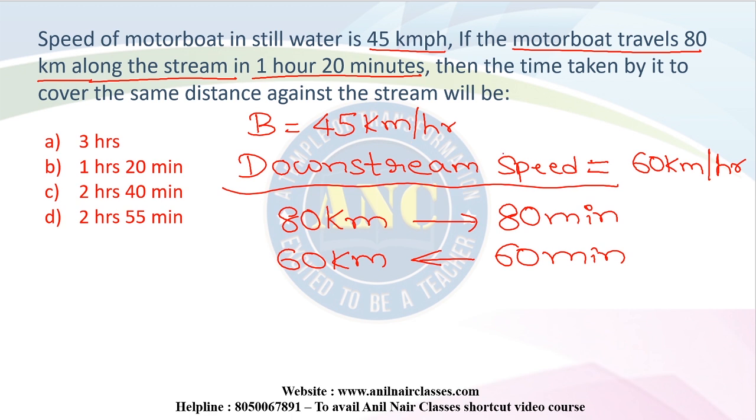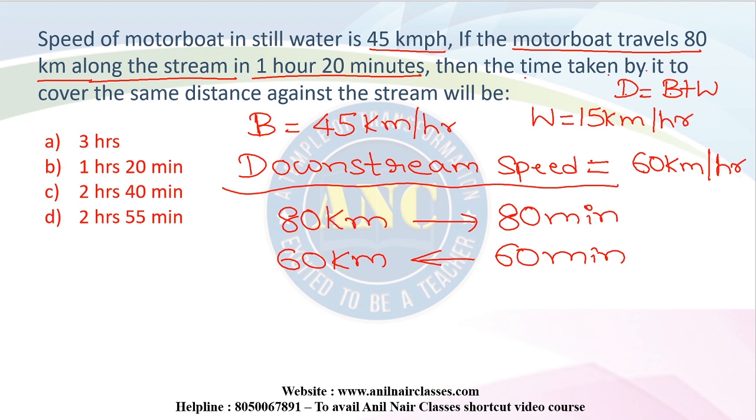Now think logically. Downstream speed is 60. Speed of boat in still water is 45. So speed of water current should be the remaining 15, because D is nothing but B plus W. We know D, we know B. So W is nothing but 15 kilometers per hour. Now what is it that they are asking?